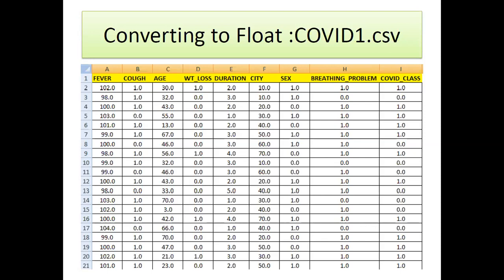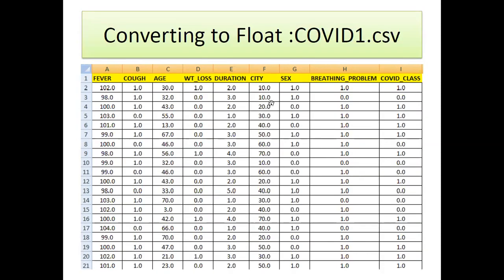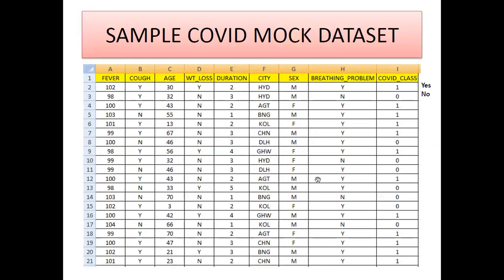In the same way, we'll be having a predefined model which will help me to take the data. So what is the difference between the previous data and this data? This data is all float values. And even the city, wherever earlier it was Hyderabad, Agartala, we have given some values to them. So if Agartala is 20.0, wherever you see 20.0, it is Agartala. 10 is for Hyderabad. 30 might be for Bangalore, like that.